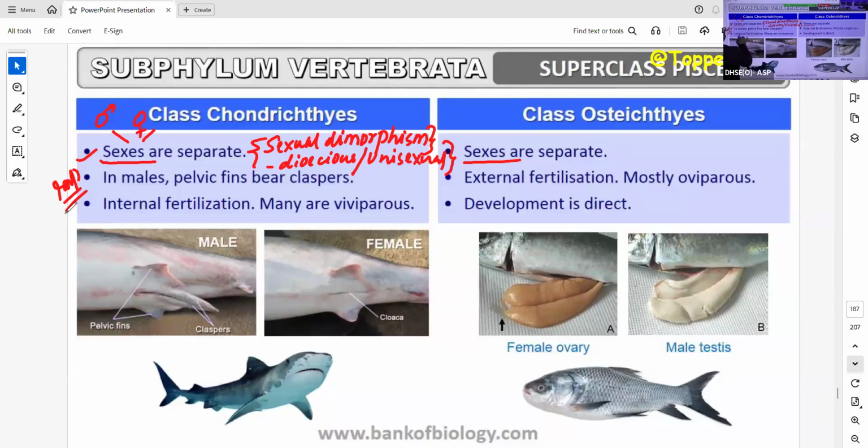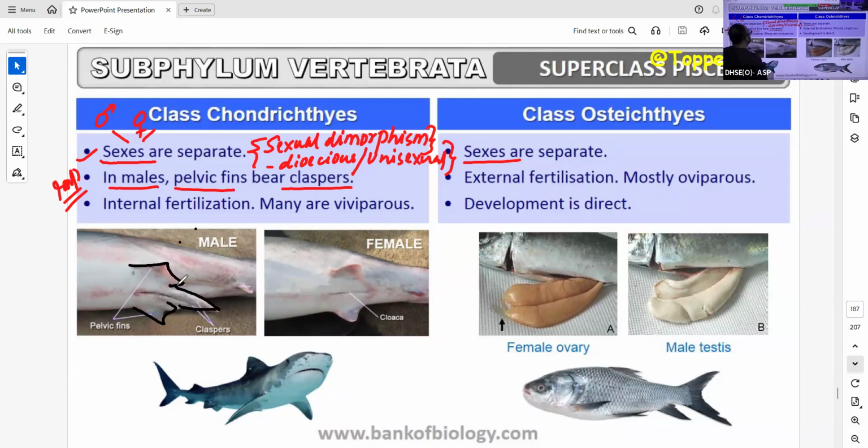In males, the pelvic fins bear claspers. Now look at it. These are the pelvic fins, as you can see clearly. This is the clasper.